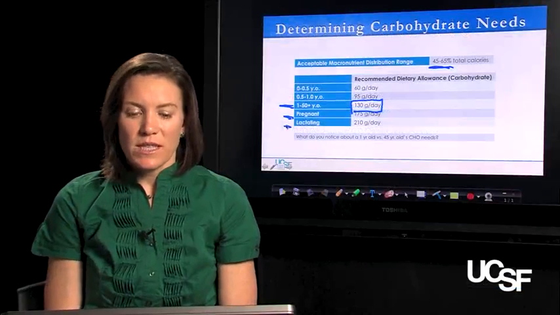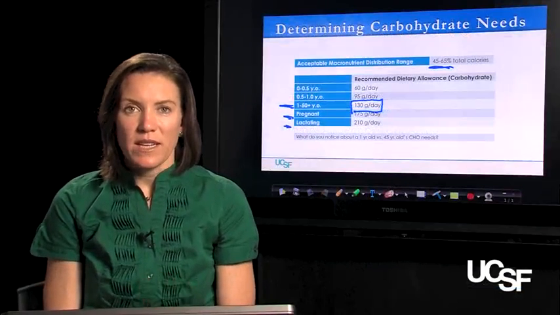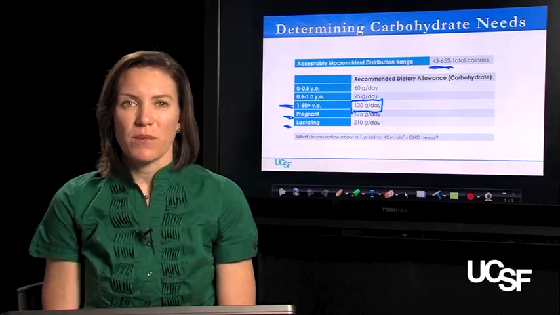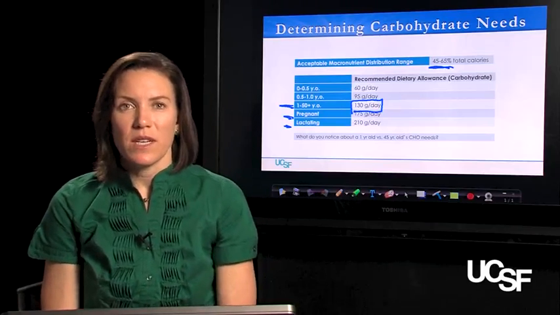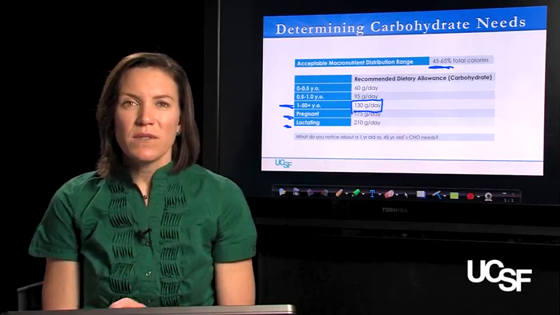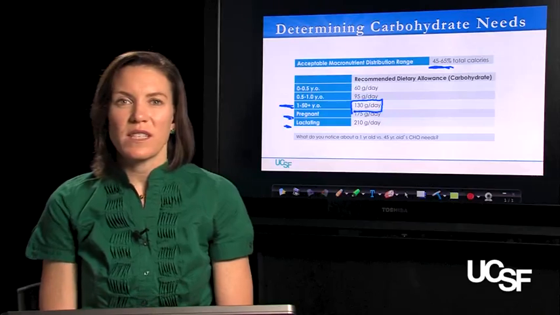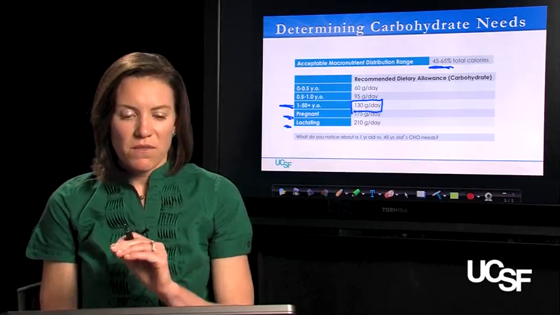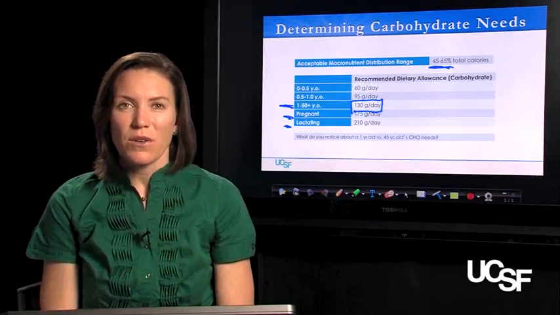One thing that's interesting about carbohydrate needs is that a 1-year-old needs at a minimum 130 grams of carb. A 65-year-old needs at a minimum 130 grams of carb. Most of the differences in nutrition between 1-year-olds and 65-year-olds would be based on their weight. But carbohydrates, it's a static number, 130 grams.